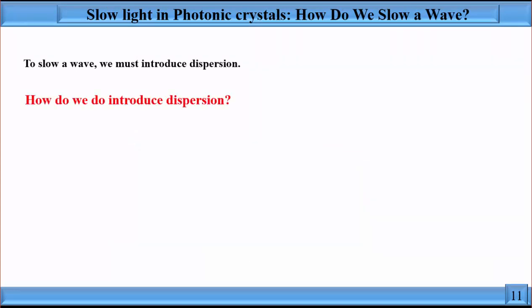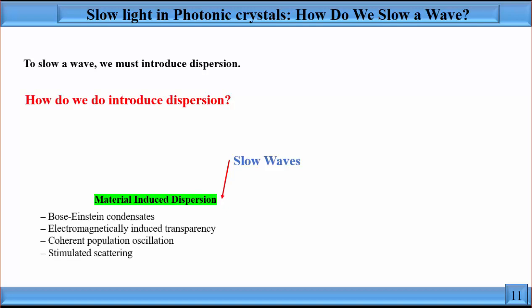Slide 11. How do we slow a wave? To slow a wave, we must introduce dispersion. How do we introduce dispersion? Material-induced dispersion: Bose-Einstein condensates, electromagnetically induced transparency, coherent population oscillation, stimulated scattering.